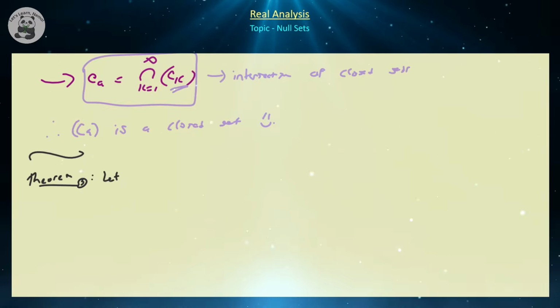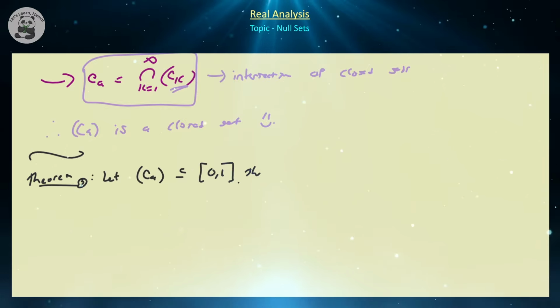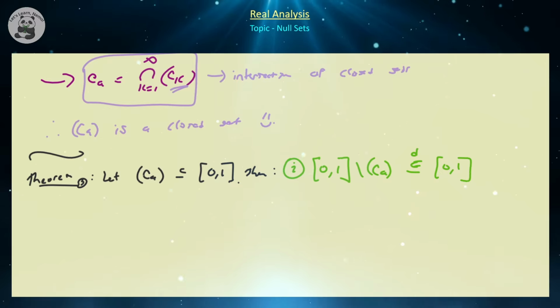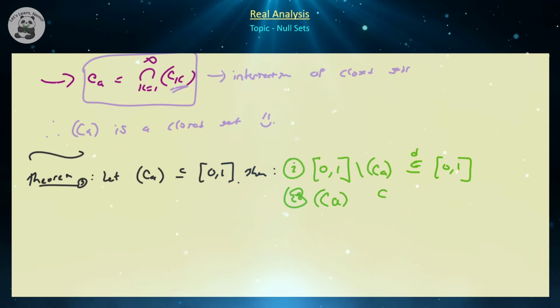So let us assume that the Cantor set is, obviously, a subset of [0, 1]. Then the following properties are true. The first property is that [0, 1] take away the Cantor set is actually a dense subset of [0, 1]. And you should be able to easily verify this second statement, that the Cantor set is not a dense subset of [0, 1]. That's actually very easy to prove, right? And maybe you can prove 1 as well.